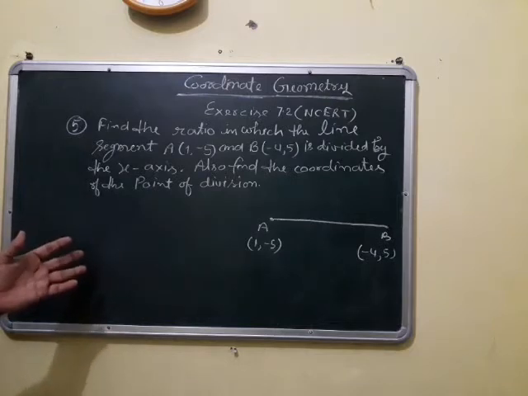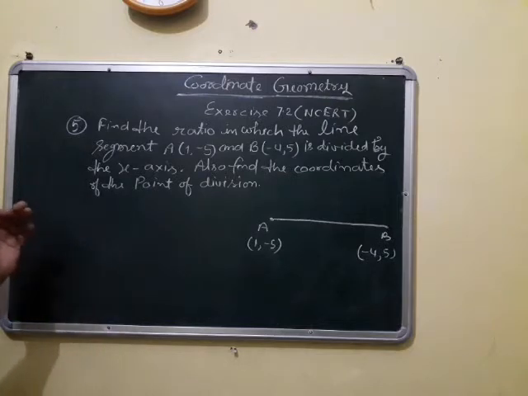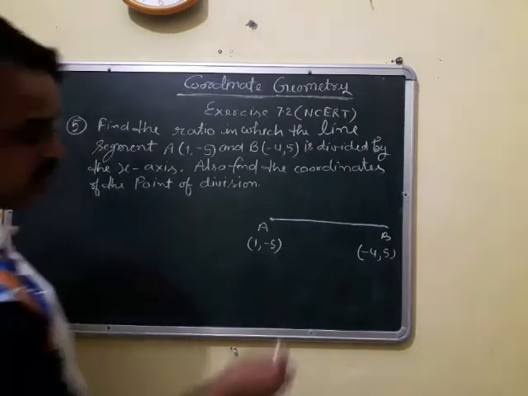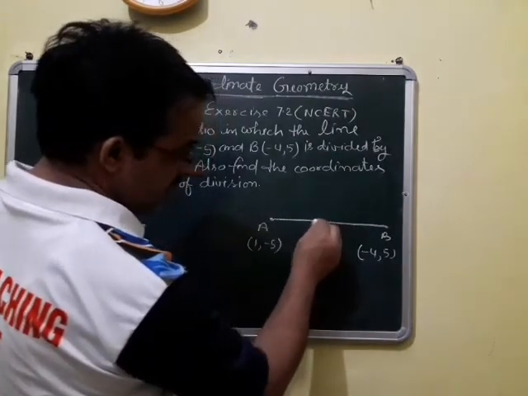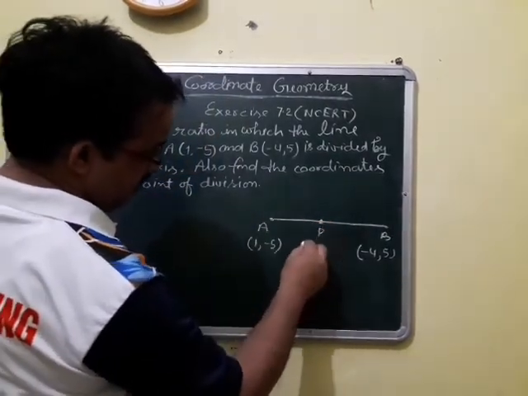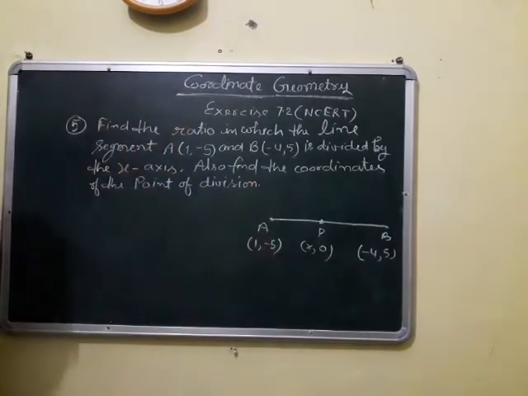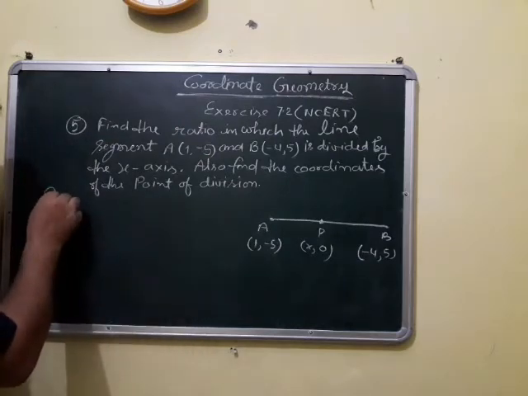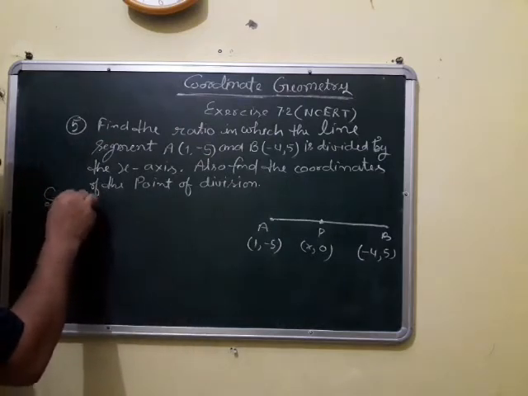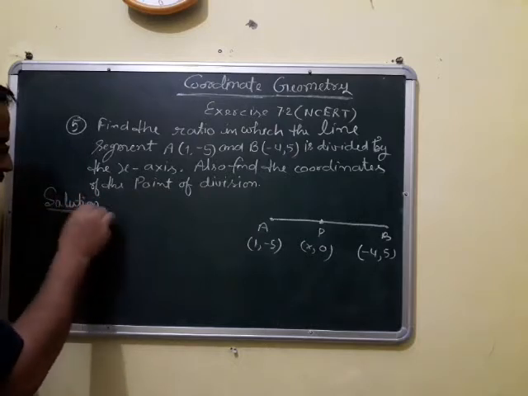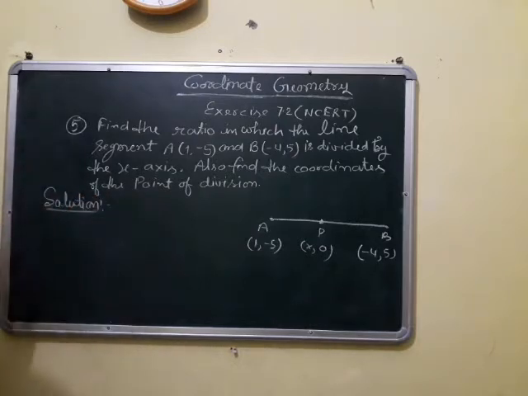Clear? So here it is divided by the x-axis, so let the point be P. If it is divided by the x-axis, then we will take the value of x as x and the value of y as 0. Clear? So let us write the solution.